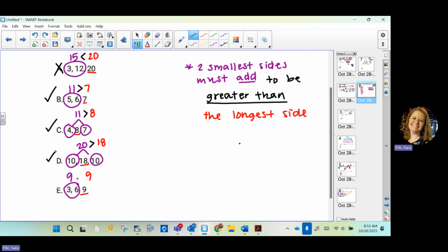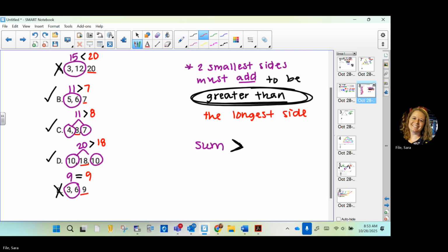Is 9 greater than 9? No, those are equal, so that cannot form a triangle. It has to be greater than. We're looking for greater than. So the sum has to be greater than the long side. Okay, that helps you work it out. Do y'all follow? Okay.